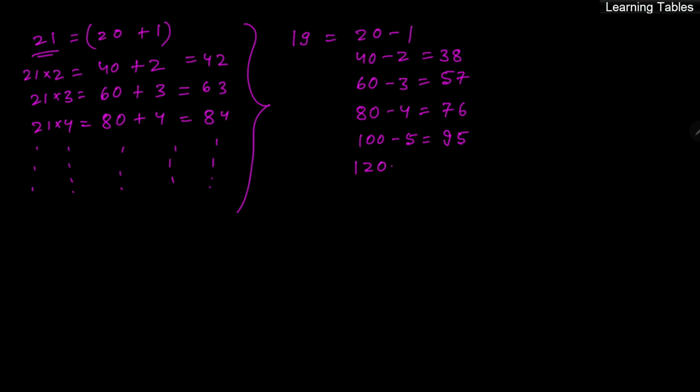19 6s are 120 minus 6, so it is 114. 19 7s are 140 minus 7, so it is equal to 133. 19 8s are 160 minus 8, that is 152, which is what 19 8s are. Then 180 minus 9, that is 171, what 19 9s are, and so on. 19 10s are straight away 190.